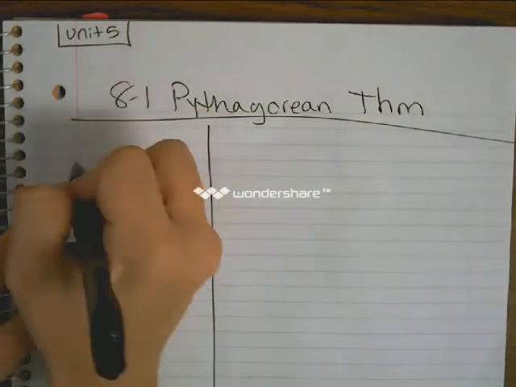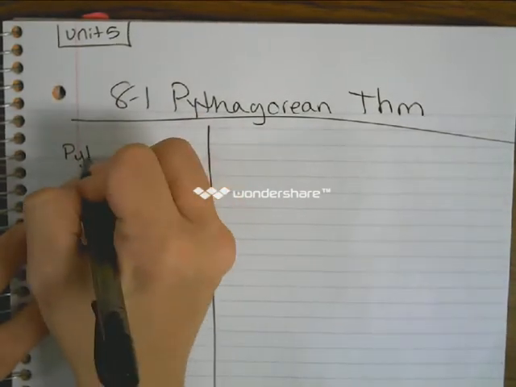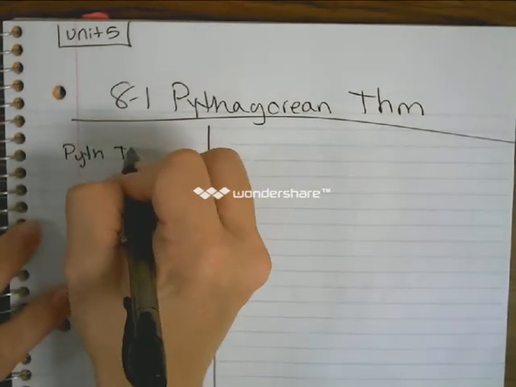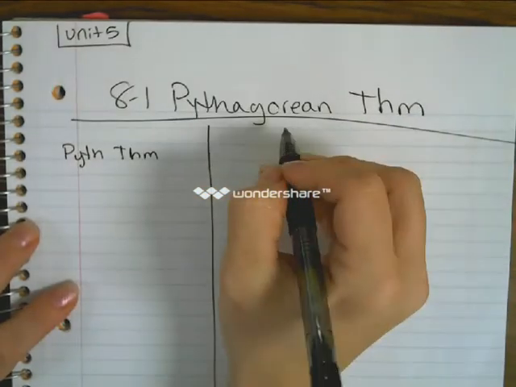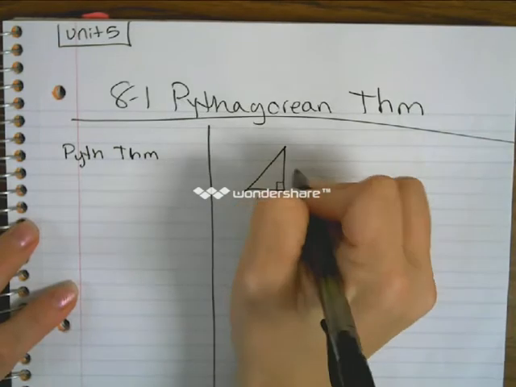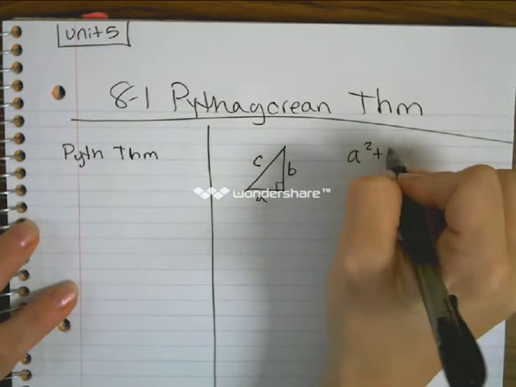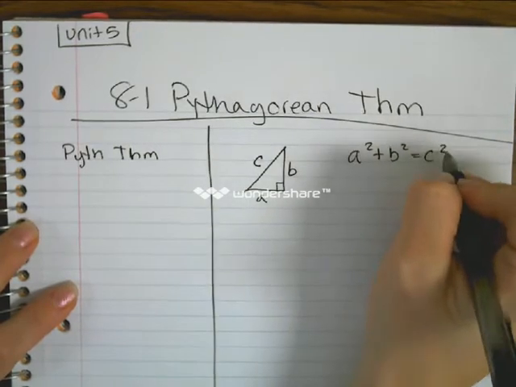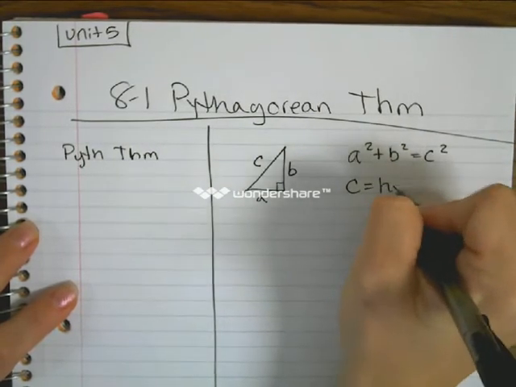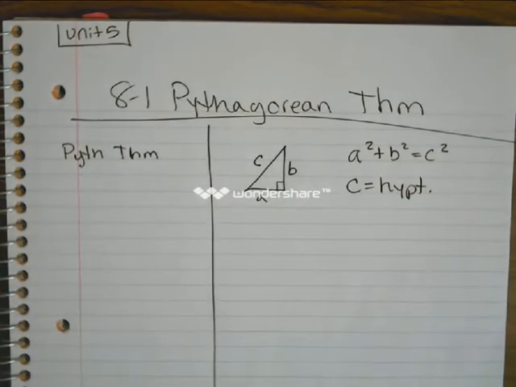Not everything in this section will be review, so we will do some new things with the Pythagorean Theorem that you haven't seen before. But most of you know the basics. If you have a right triangle, you have A, B, and C, then A squared plus B squared equals C squared. C is always the hypotenuse. Always.